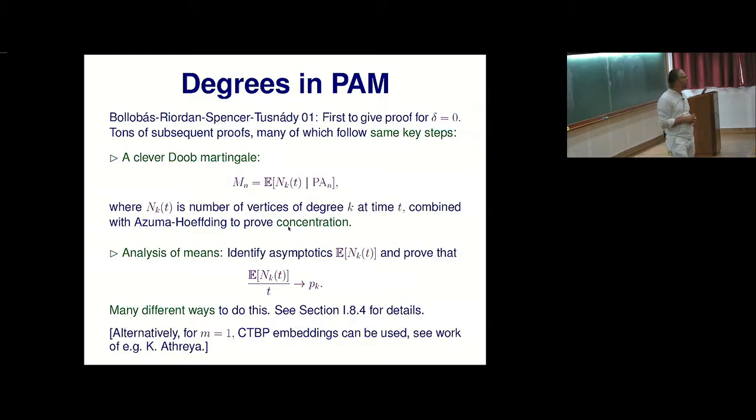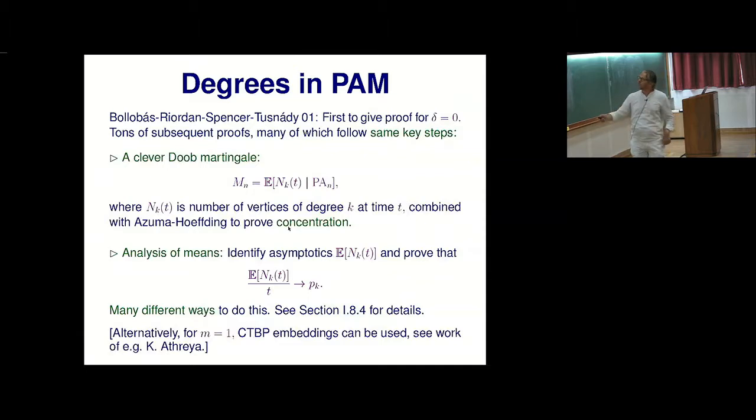So typically these things come in two steps. What you can do is you can look at this martingale, so n is in between 0 and t, and you look at the conditional expectation of the number of vertices of degree k at time t, conditionally on the graph at time n. So this is a Doob martingale. If you take n is equal to 0, PA_0 is nothing, so then you actually get the proper expectation. If you take n is equal to t, then PA_t will give you all the information, so this is N_k(t). And what you can show is that this martingale actually has bounded increments. They're bounded by 2m, almost surely.